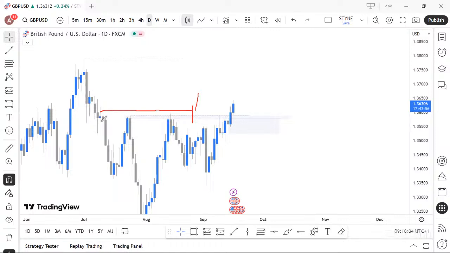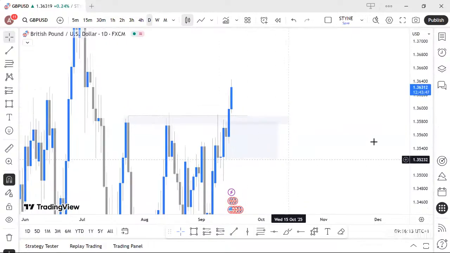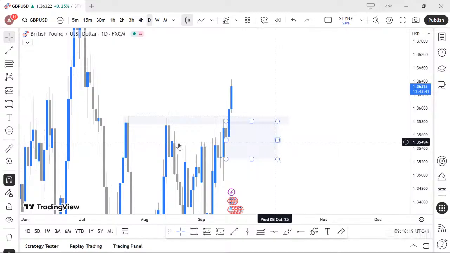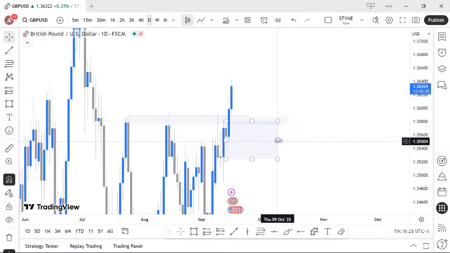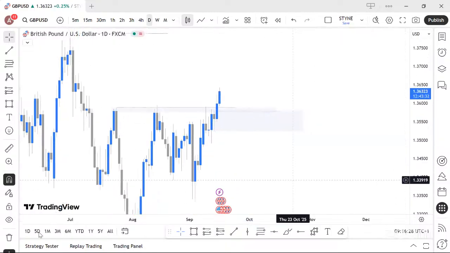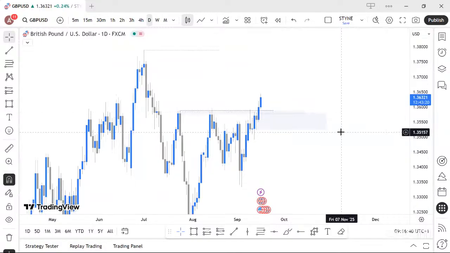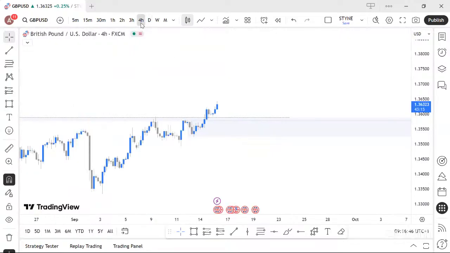And then as you can see, we had an imbalance in that region also, which is making it more high probability for me. So we have a key level here, we have demand, we have imbalance in the market at that point. So if we get a pullback, the pullback should give us an entry opportunity here, and then we can look to buy from there. So currently for GBP USD, as we speak, we are just very, very bullish.